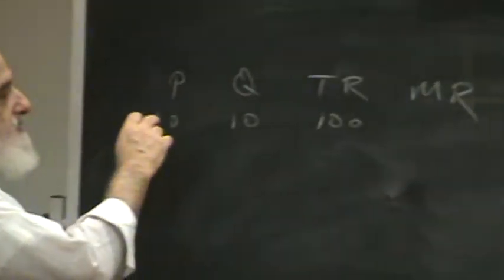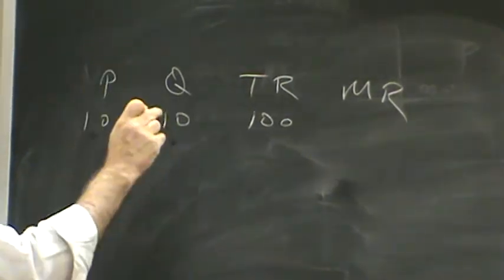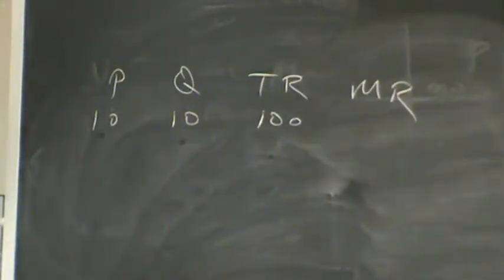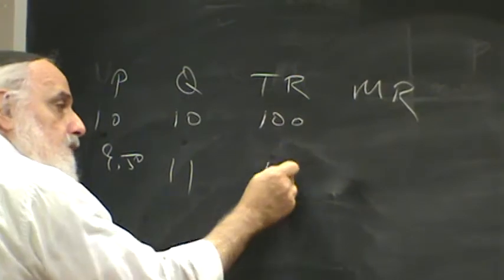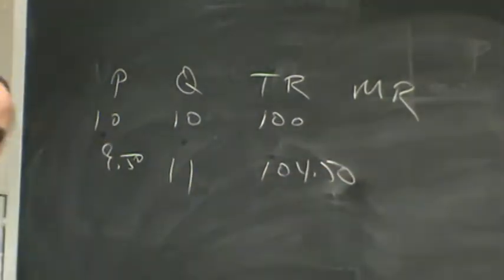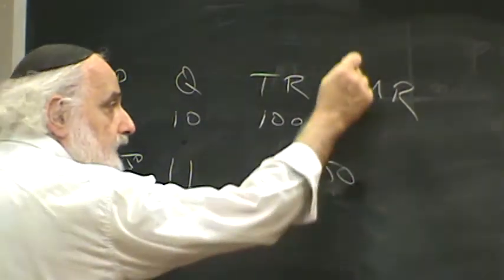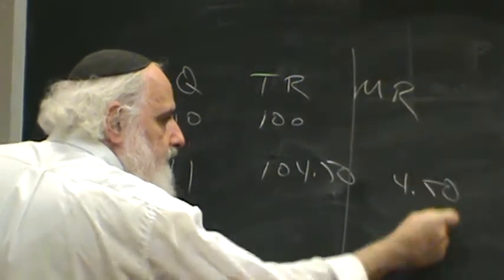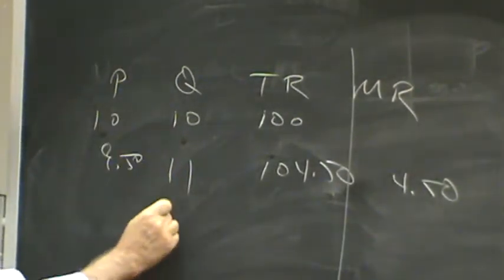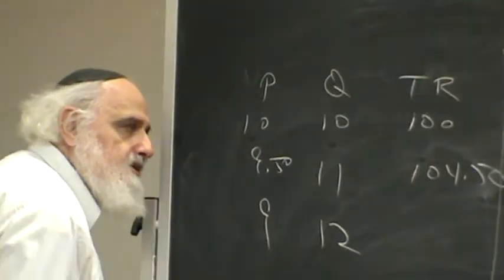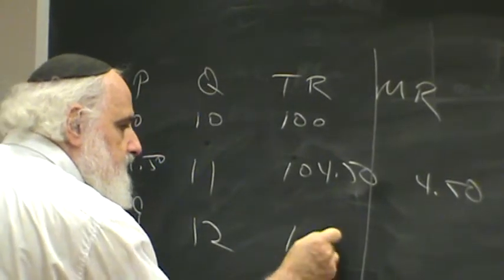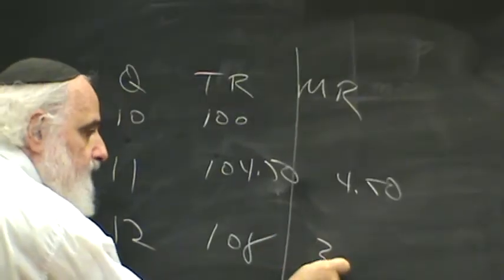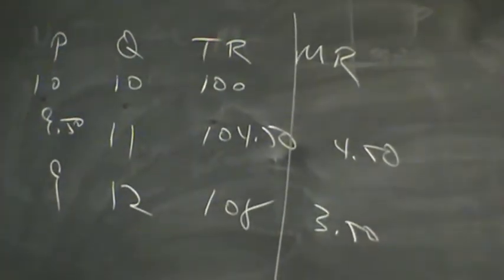So, if he's charging 10, he sells 10, and he makes $100. If he wants to sell 11, he's going to have to reduce the price to $9.50, and his total revenue will be $104.50, correct? And his marginal revenue will be $4.50. Now, if he wants to sell 12, he's going to have to reduce the price to $9. And under those circumstances, his total revenue will be $108, and his marginal revenue will be $3.50.